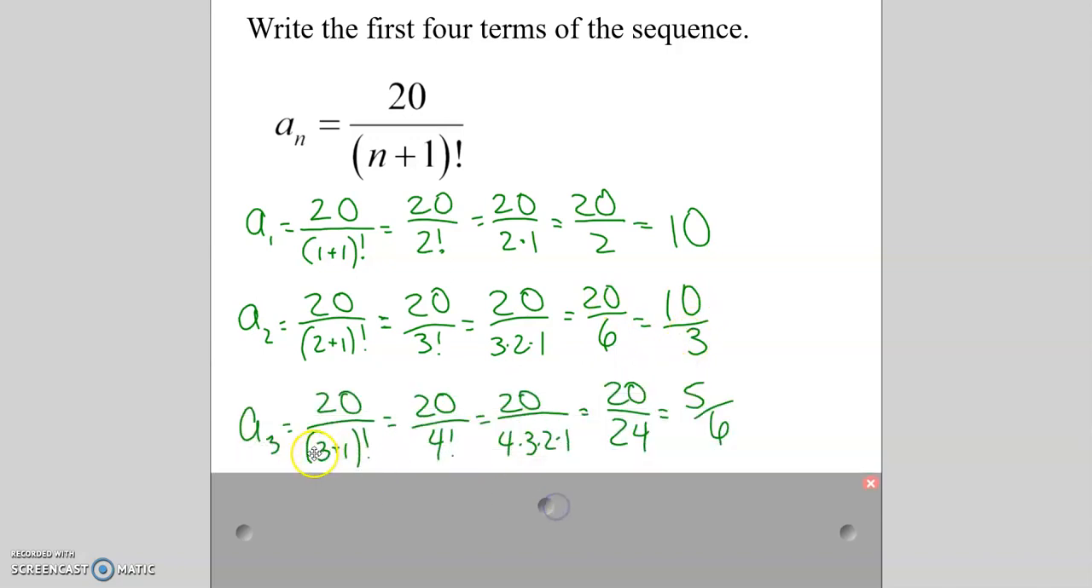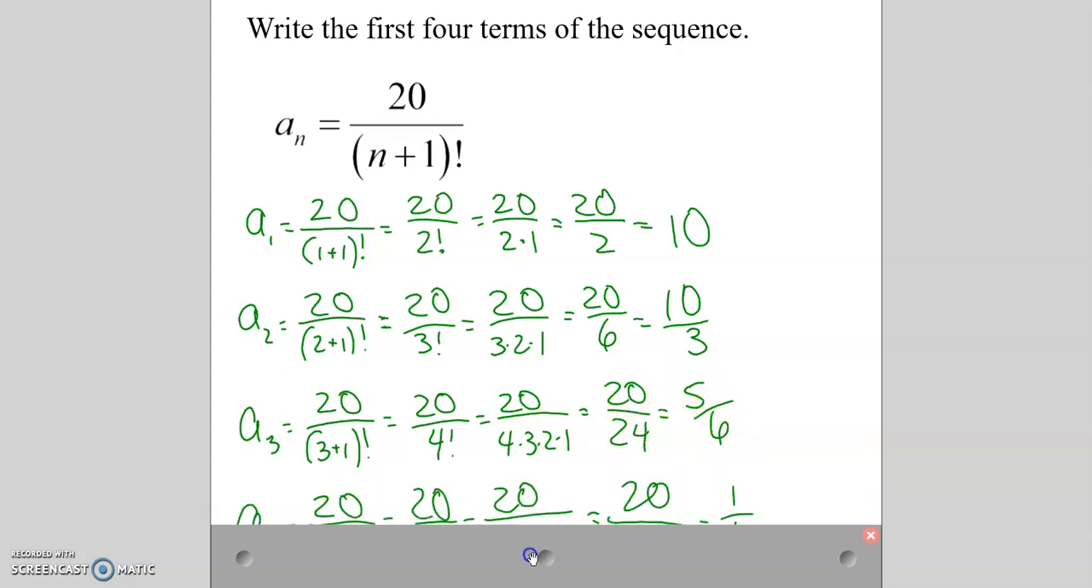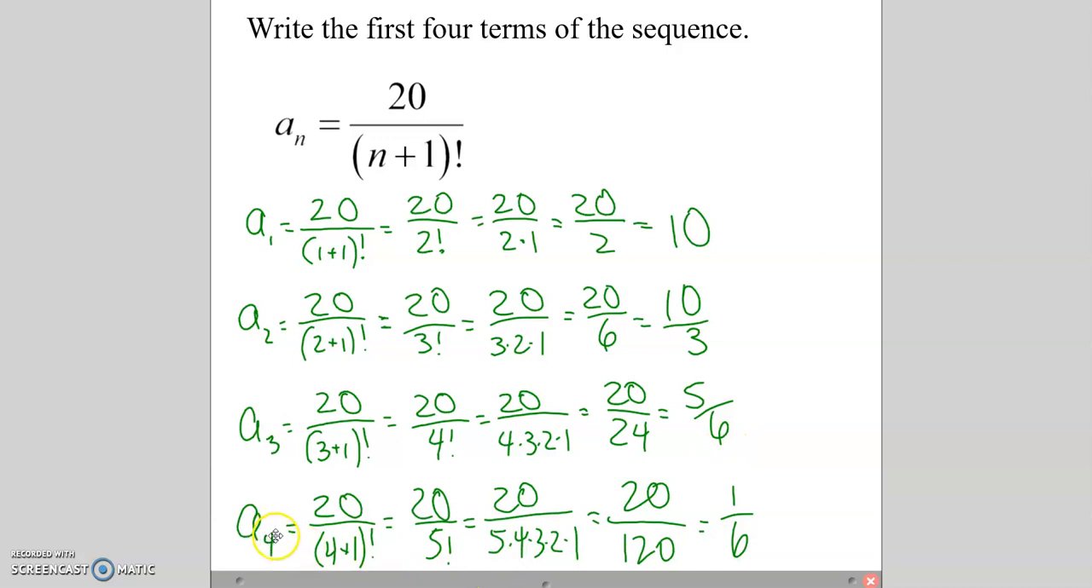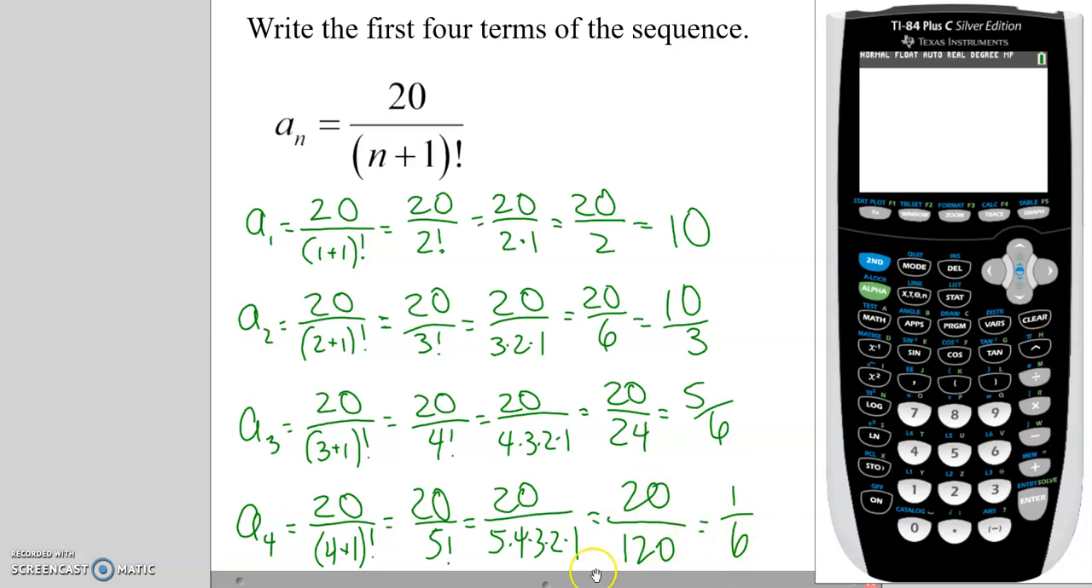Third term, plug in a 3. 3 plus 1 factorial would be 4 factorial. That means 4 times 3 times 2 times 1, which is 24. And 20 over 24 simplifies to 5/6. To find the fourth term, I plug in a 4. 4 plus 1 is 5, so my denominator is 5 factorial, which means I do 5 times 4 times 3 times 2 times 1, which is 120. And 20 over 120 is 1/6.